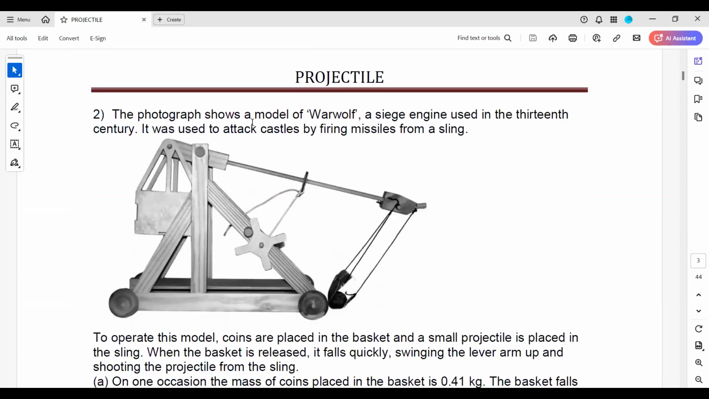The next question: the photograph shows a model of a war wolf, a siege engine used in the 13th century. It was used to attack a castle by firing a missile from the sling.